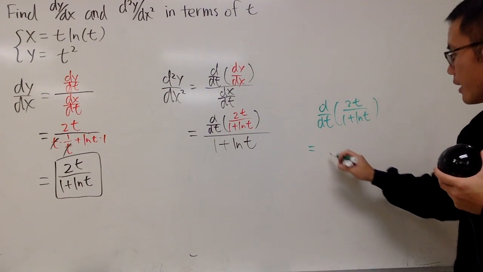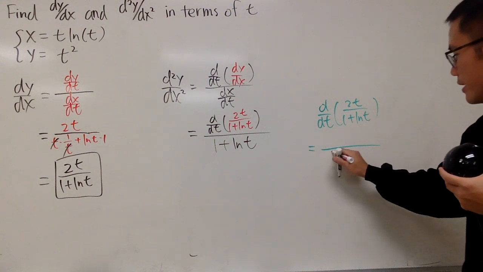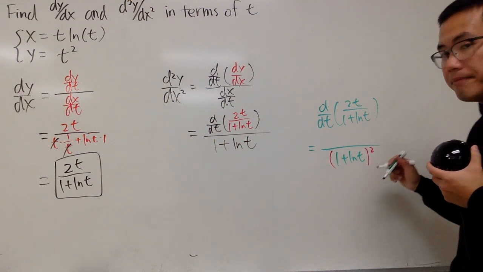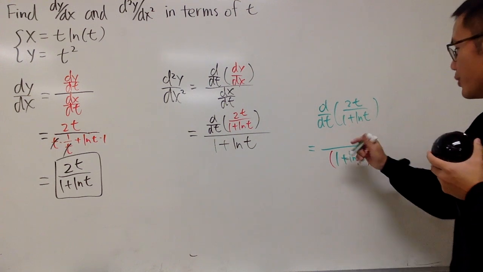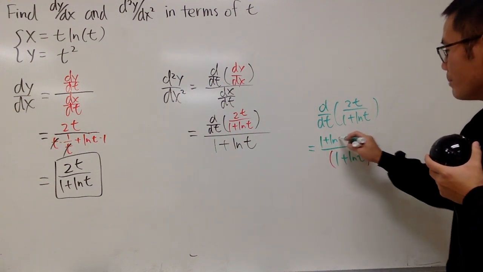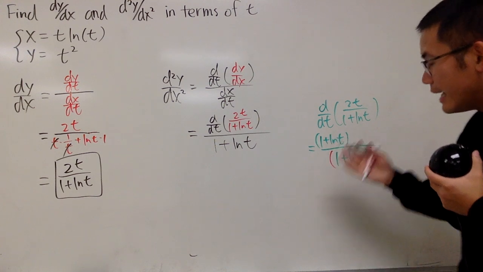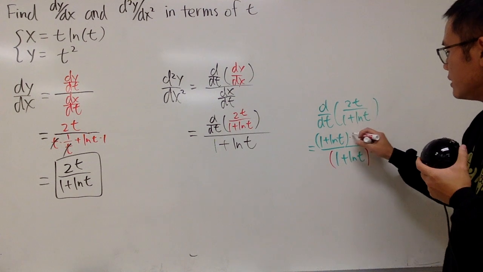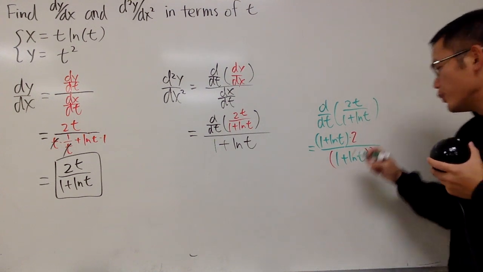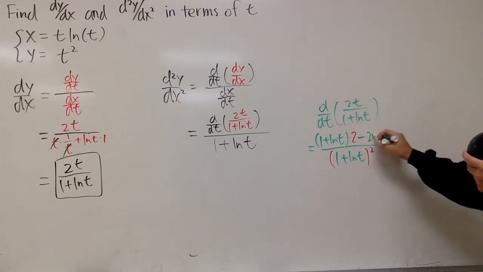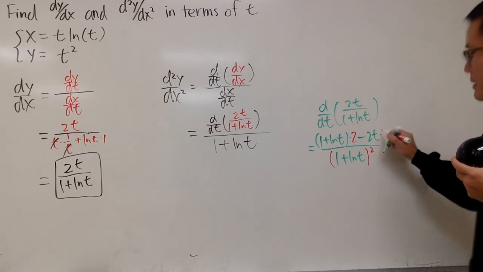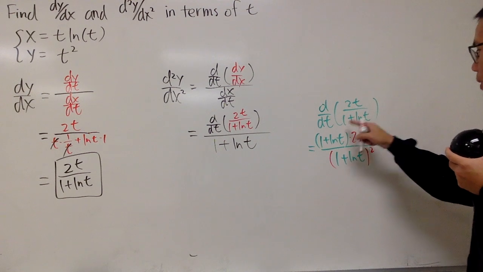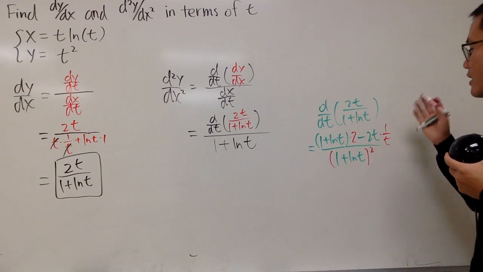So here we go. We are going to square the denominator, which is 1 plus ln t, and square that. And we are going to put the bottom right here, 1 plus ln t, and multiply by the derivative of the top. The derivative of 2t is just a 2, so that's nice. Then we are going to minus the top function, which is 2t, times the derivative of the bottom. The derivative of 1 plus ln t is just 1 over t.